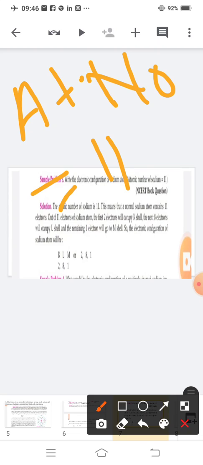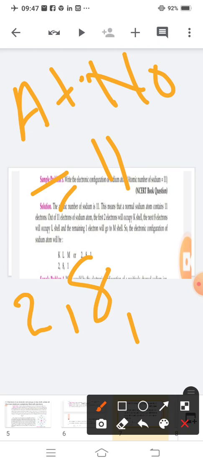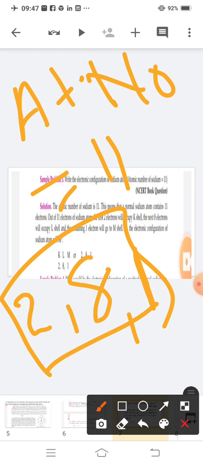Clear? So in the first energy shell, how many electrons can we locate? We can locate 2 electrons. Out of 11 we have already located 2 electrons. How many are remaining? 9 are remaining. And in the second energy shell how many electrons will come? 8 electrons will come. So 8 plus 2 is 10. 10 are already located. How many are remaining now? 1. So in the last energy shell, 1. So this is the electronic configuration of sodium.